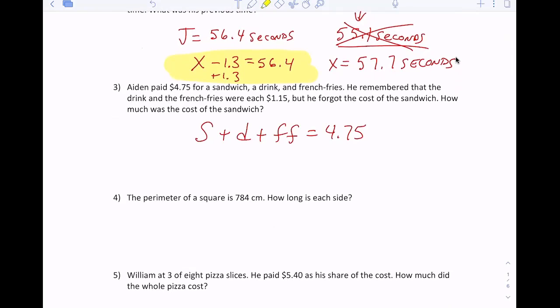Now I'm looking at what? The drink and the French fries cost what? $1.15 each. Right? So again, I'm just breaking it down. So it's going to be 1.15 plus the French fries is also $1.15, and that's 4.75.